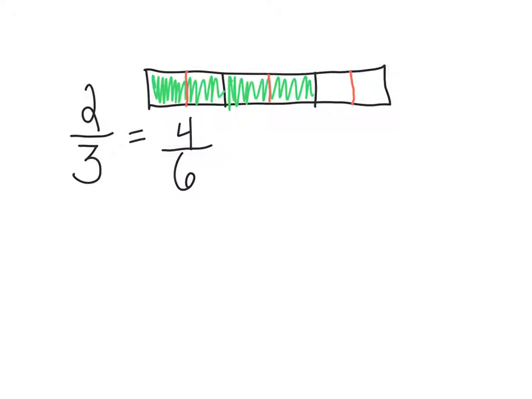So 2/3 and 4/6 is what we would call equivalent fractions. I'm actually saying the word equivalent, and you're hearing the word equal. So equivalent fractions means that the fractions are equal. So 2/3 is the same as saying 4/6.